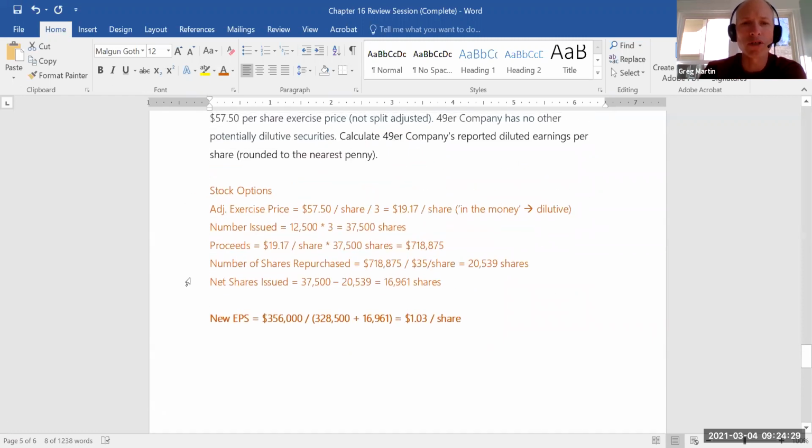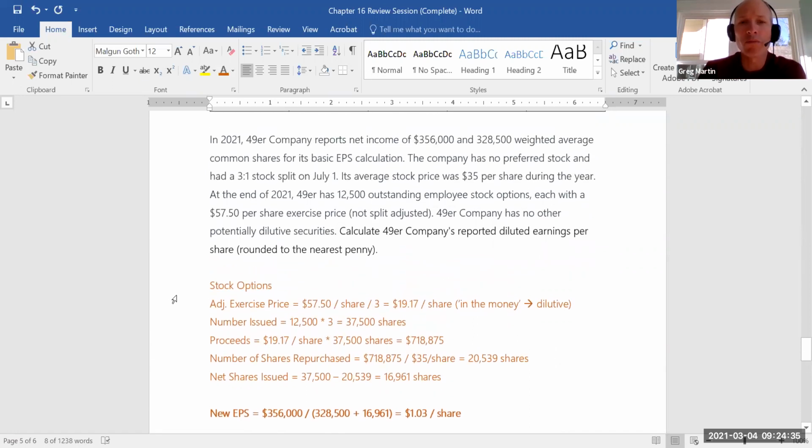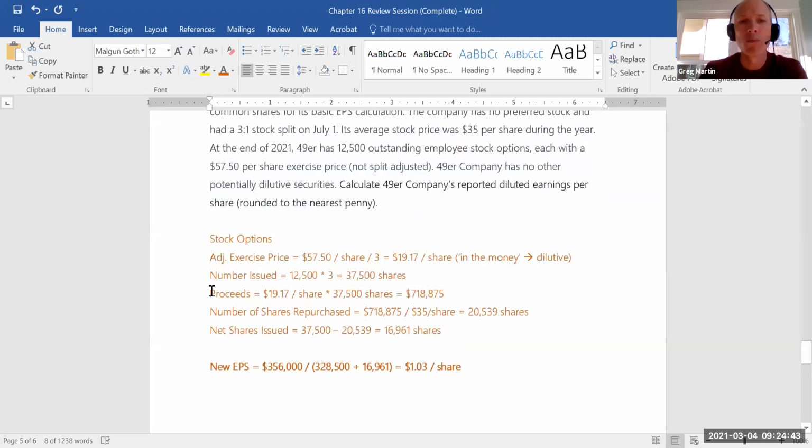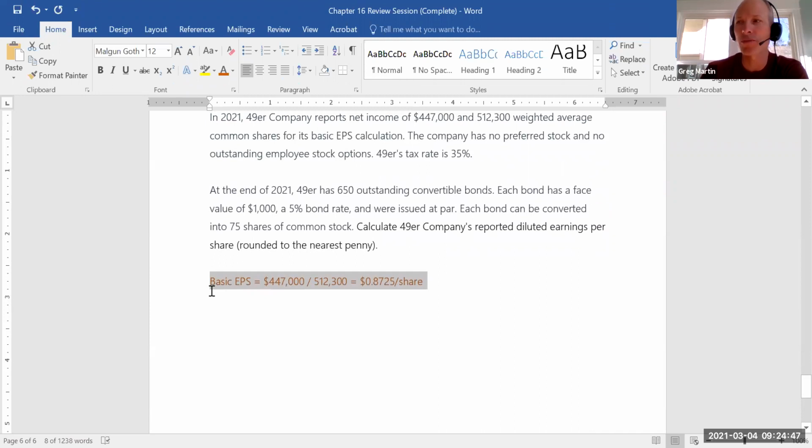With stock options, the basic earnings per share doesn't matter. Because the stock options, if they're in the money, are dilutive, and it would not matter what the earnings per share is. If they're out of the money, they're anti-dilutive, and it doesn't matter what the earnings per share is. But with the conversion, it absolutely matters what the basic earnings per share is. So you need to get that number. In this case, the basic earnings per share is 87.25 cents per share. So we calculate that first.